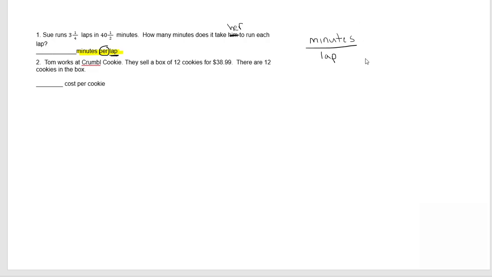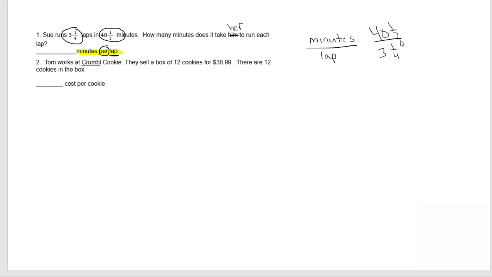Now, once you have set up this information, now you can go back to your word problem and gather what you need and plug it into the rate to find your unit rate. So we know that she runs 3 1/4 laps in 40.5 minutes. So that means that on the bottom of our fraction, we're going to put the 3 1/4 because that's our information about laps. And on the top of the fraction, we are going to put the minutes, the 40.5 minutes.